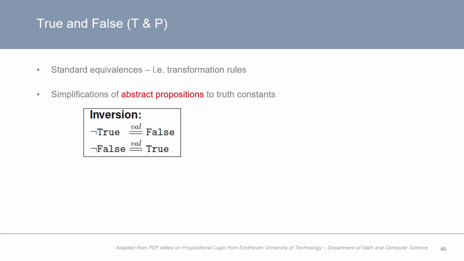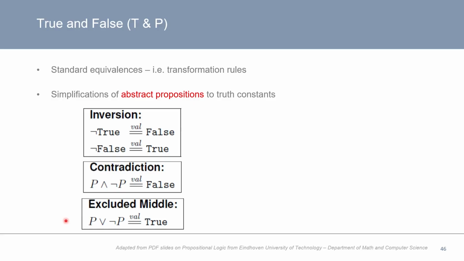There are also standard equivalences that are basically simplifications of abstract propositions down to truth constants. With inversion, we have negate true is equivalent to false, and negate false is equivalent to true. Contradiction is where we have P and not P, which is always equivalent to false. The excluded middle is when we have P or not P, which is always equivalent to true. Negation indicates that not P is always equivalent to P implies false.